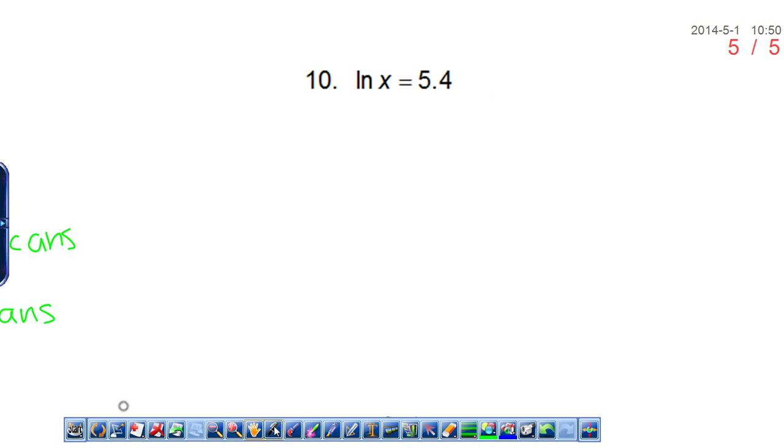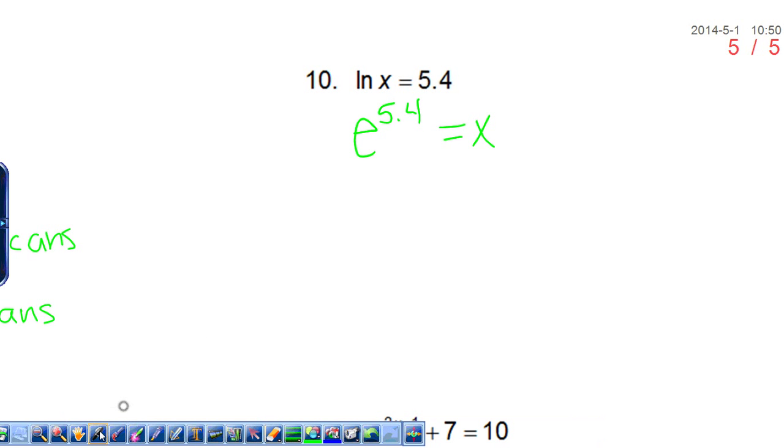The natural log of x is equal to 5.4. What would we do? Okay, if we put it into an exponential, what do we have? e to the 5.4 power equals x. So non-calculator, we'd stop right here. Calculator answer, go ahead and get your answer and round to the nearest thousandths place.